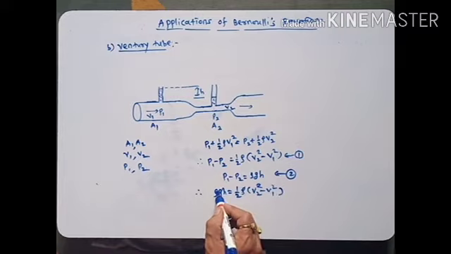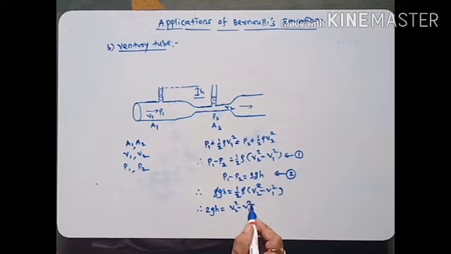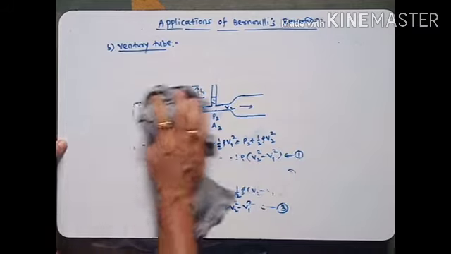This rho gets cancelled, and therefore 2gh is equal to V2 square minus V1 square. We get equation number 3. From this we can measure the velocities. This is about the Venturi tube. Then we can see the next application.